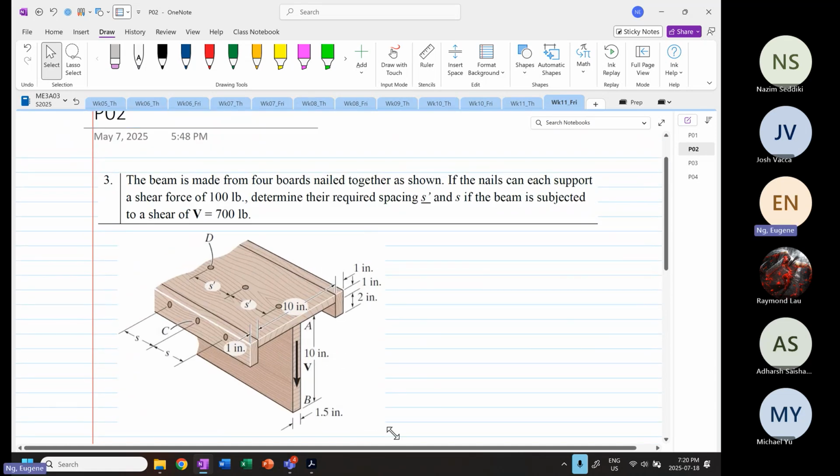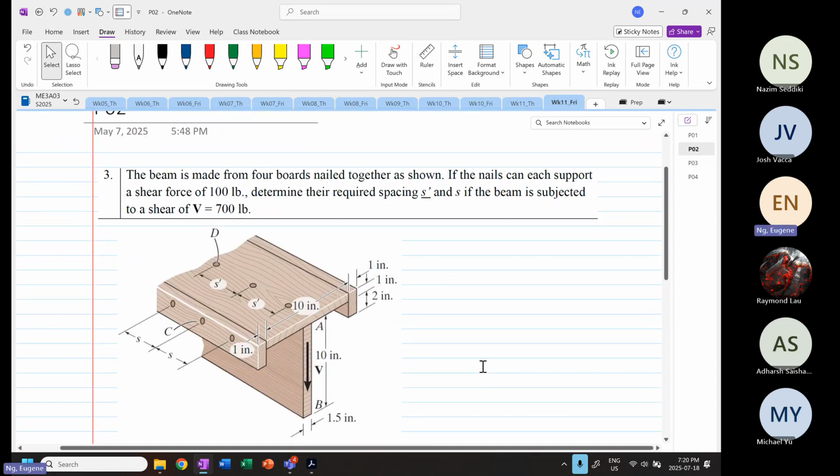So the beam is made from 4 boards nailed together. If the nails can each support a shear force of 100 pounds, determine their required spacing S prime and S if the beam is subjected to a shear of 700 pounds. Okay, so that is what is given to us.